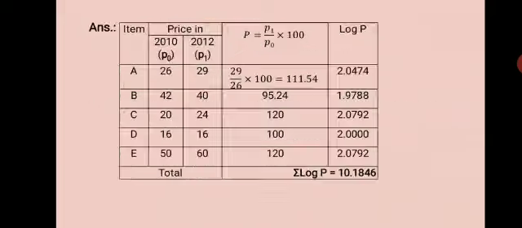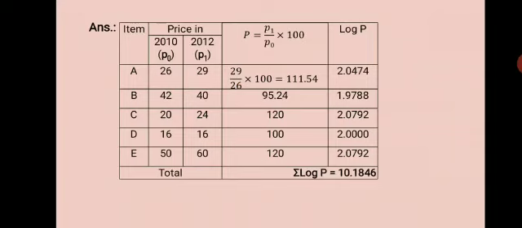Here also 2010 is a base year and 2012 is a current year. Then in the solution we have to denote price under 2010 as P0 because that is a base year, and price in 2012 as P1 because it is a current year. Then we have to find the price relatives, that is P equal to P1 divided by P0 into 100.